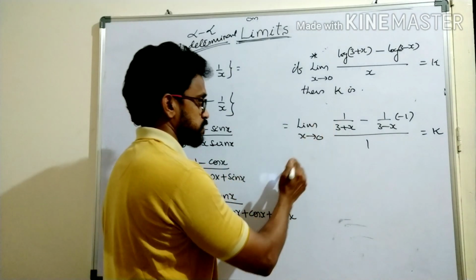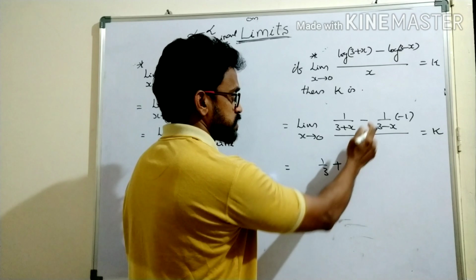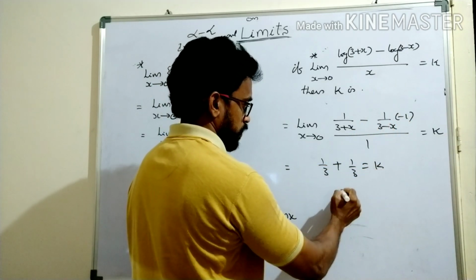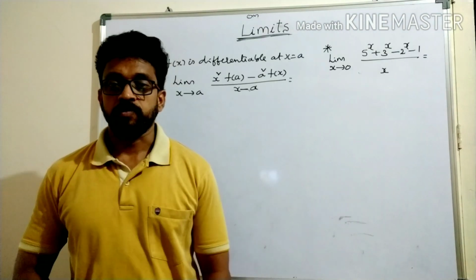Now replace x by 0, what happened? 1 by 3 plus 1 by 3 is equal to what? k. Therefore, k is equal to what? 2 by 3. One more question, observe here.